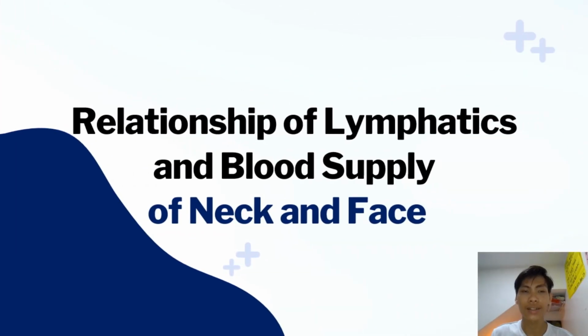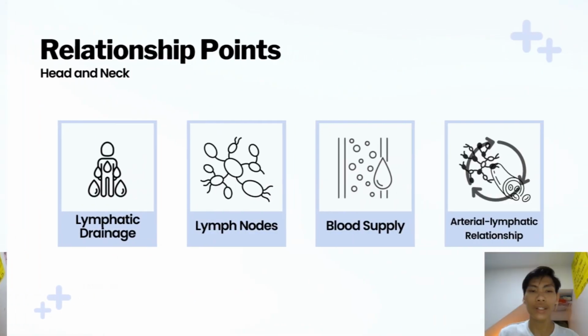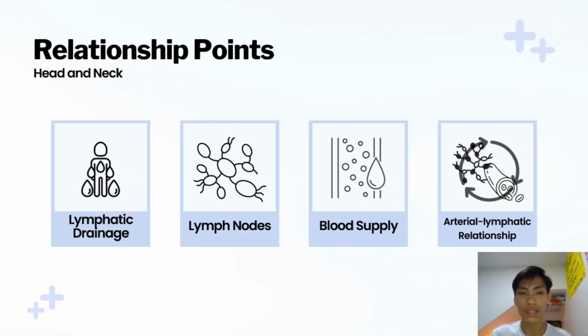Since we're done discussing the veins and the arteries as well as the lymphatic drainage of the neck and face, now we are going to discuss the relationship of the two systems. We are going to talk about the relationship of lymphatics and the blood supplies of the neck and face. For this topic, the relationship of the two systems of the head and neck, I have made 4 points. Number one is the lymphatic drainage. You also have the lymph nodes, blood supply, and the arterial lymphatic relationship.